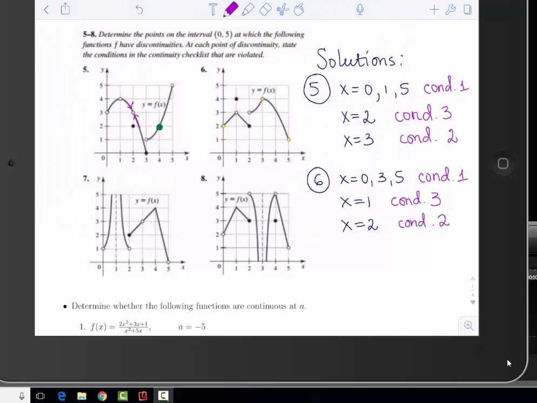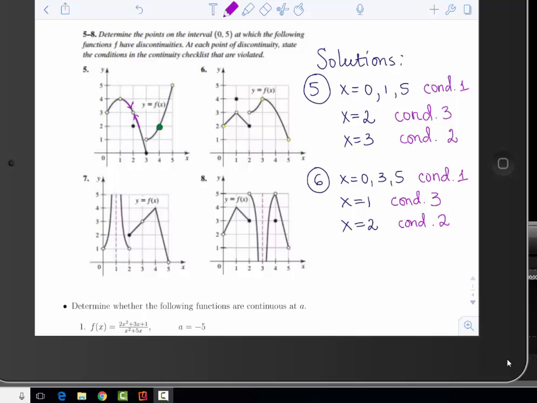All right, so use examples 7 and 8 to answer this question. What are the points between 0 and 5 where the function is discontinuous? It is pretty clear what they are, but then also try to identify which of the conditions is not true.